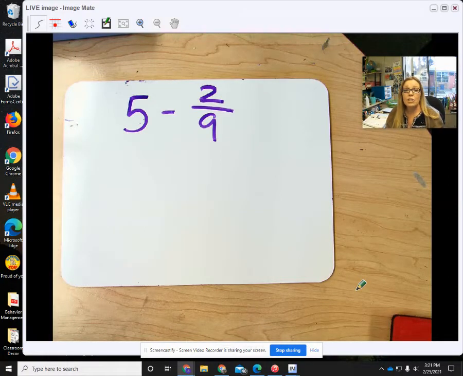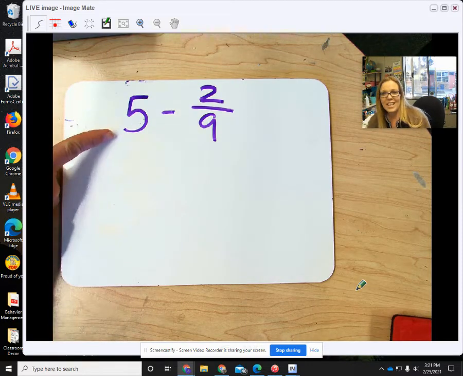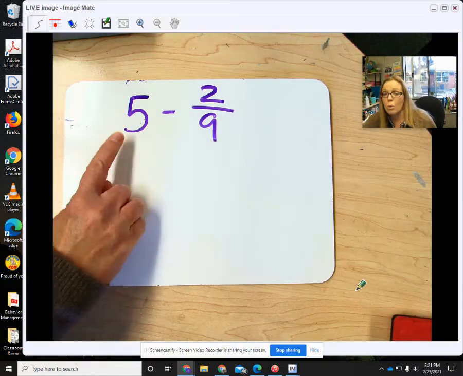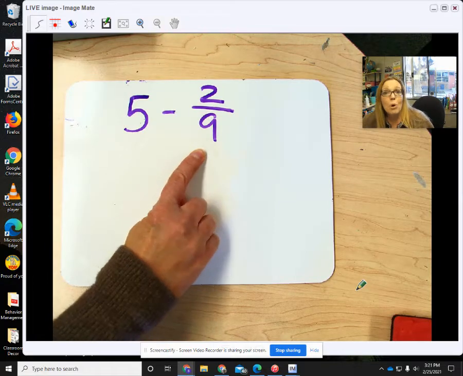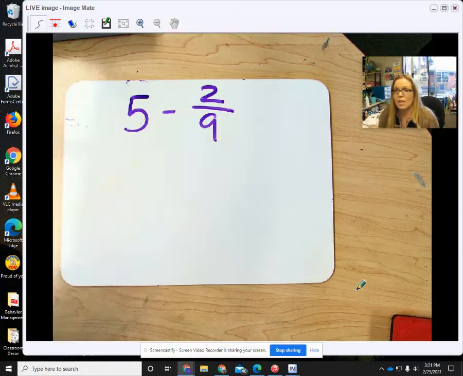Just want to remind you, how do we subtract from a whole? Well, we have to think about all of our fraction rules that we know, right? We know that I need to have a like denominator to subtract. Is this like? No, but we also know the most efficient way to turn a whole number into a fractional unit is to multiply the whole number by the fractional denominator.